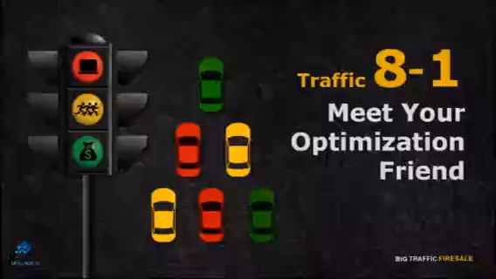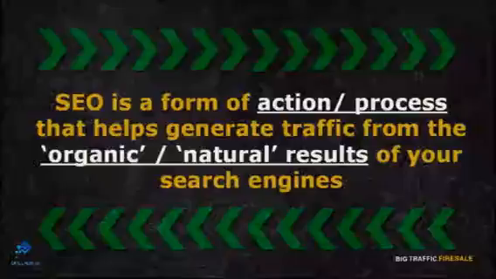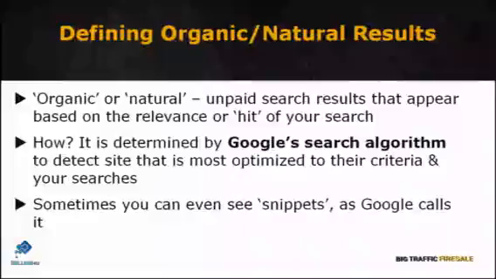Time for you to meet your optimization friend, the SEO. SEO is a form of action or process to generate traffic from the organic or natural results of your search engines. Organic or natural results are unpaid search results based on the relevance or hit of your search. These results are determined by Google's search algorithm to detect the site most optimized to their criteria and your search. Sometimes you can even see snippets, as Google calls it, from an optimized site.